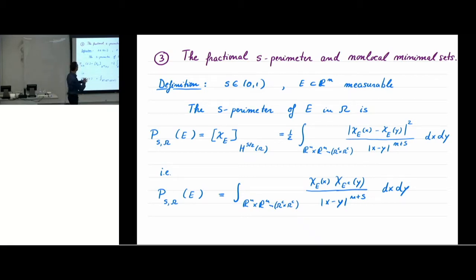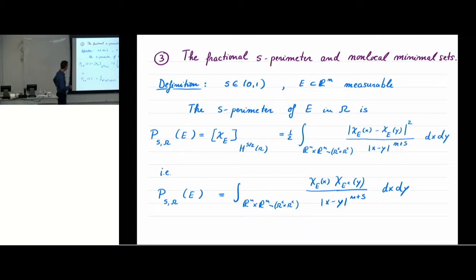Okay, so let me remind you where we stopped yesterday. The third topic I want to talk about is the fractional s-perimeter and non-local minimal sets. The definition we gave yesterday: given a parameter s in (0,1) and a measurable set E, we define the s-perimeter of E in a bounded domain omega, let's always think that omega is like the unit ball, with Lipschitz boundary.